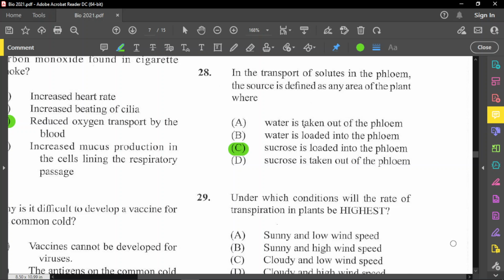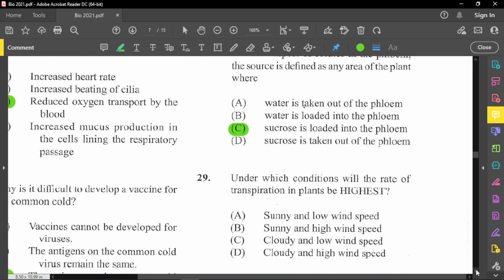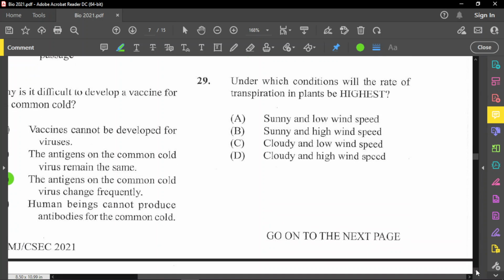All right, let's go to question number 29. It says, under which conditions will the rate of transpiration in plants be highest? Transpiration is the loss of water from plants, especially the leaves and any upper part of the plant. If you have sunny and low wind, no. The low wind part is wrong, but the sunny part is good. But option B is sunny and high wind. Yeah, that looks good.